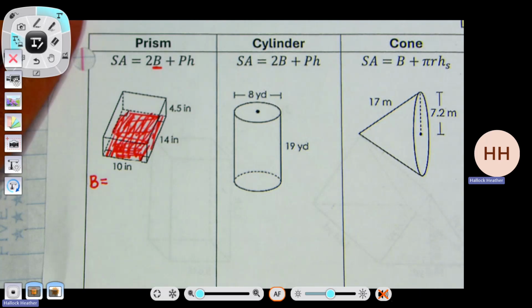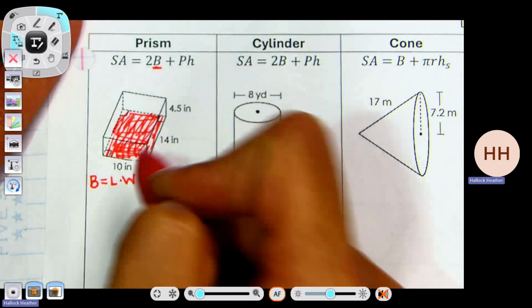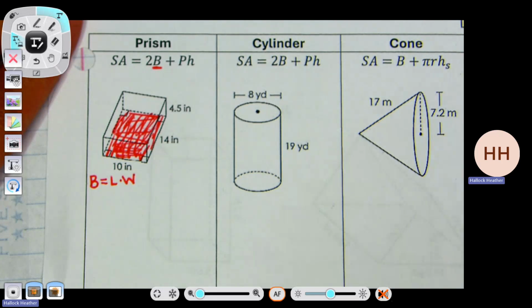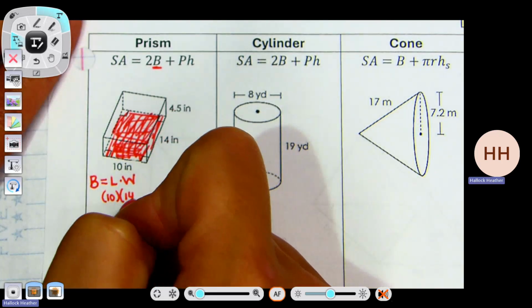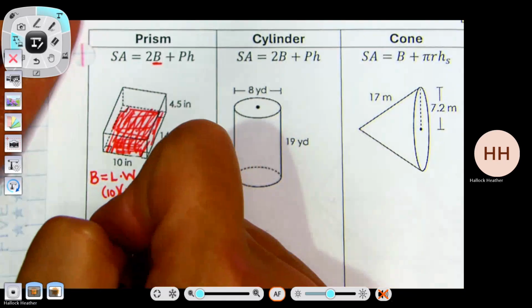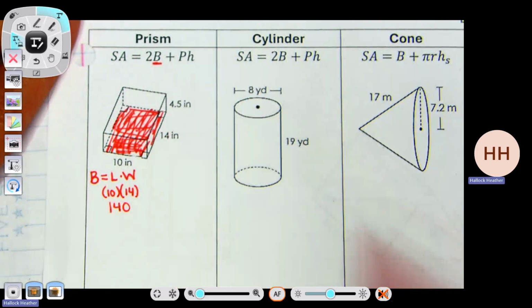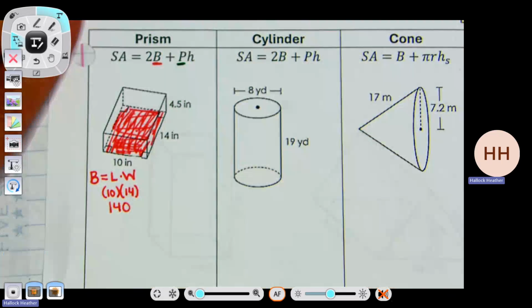So what formula do I have to use? Length times width. So looking at the dimensions, what are the two numbers I'm using? 10 and 14. It doesn't matter which one's 10, which one's 14, but either way you're multiplying it. So how much do you make? 140. Good. Now off to the side, we are going to also find the other capital letter, which is P, the perimeter.